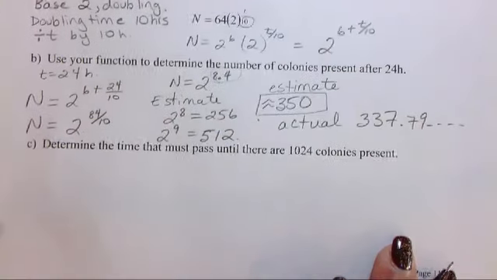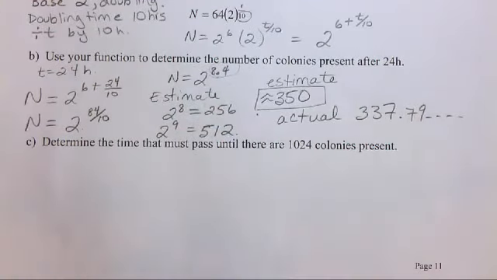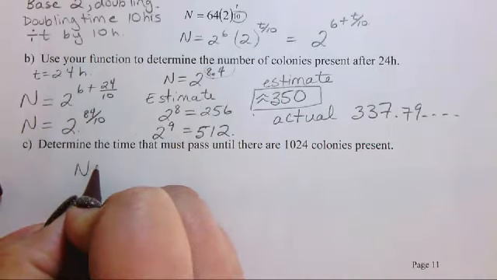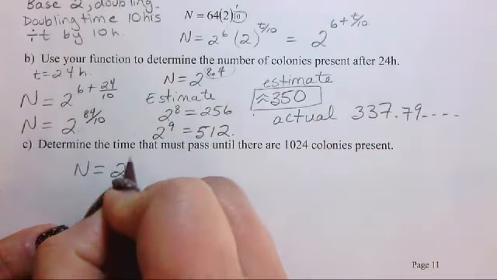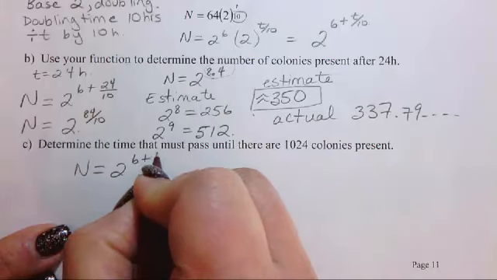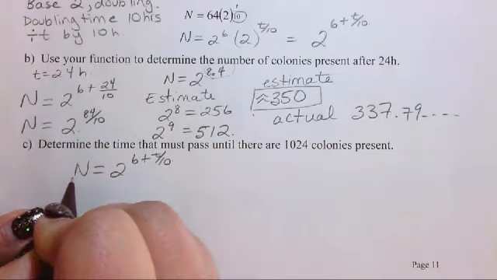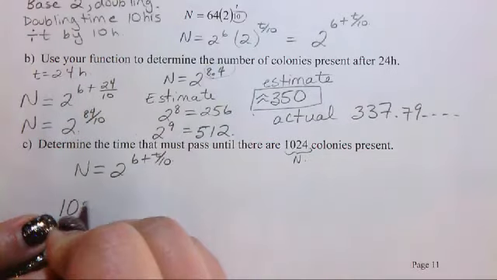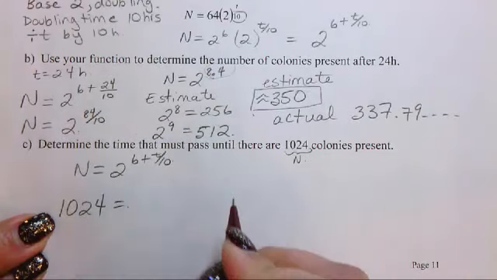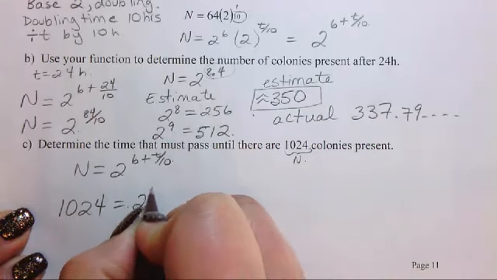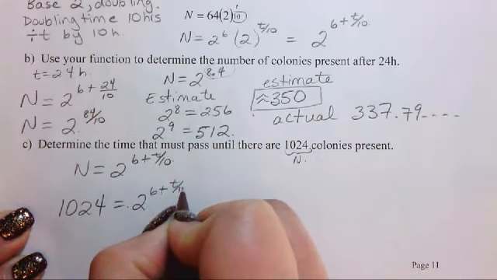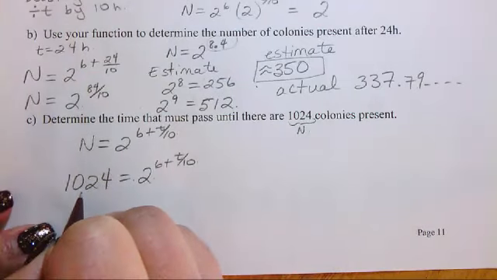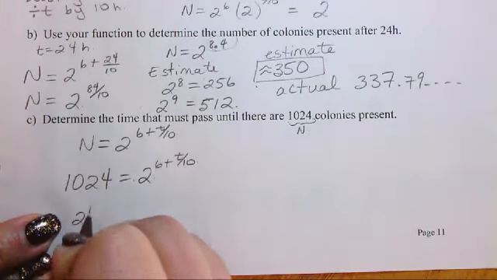All right. Now, let's determine the time that must pass until there are 1,024 colonies present. So we're going to use n equals 2 to the power of 6 plus t over 10, and this is our n. We're going to set up our equation and then solve for the time. Now, 1024, that's base 2. That's 2 to the power of 10.